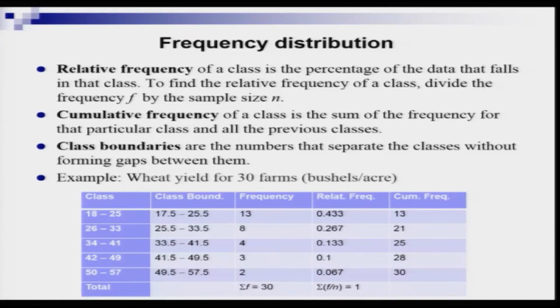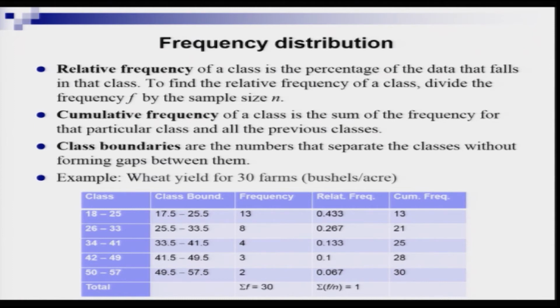So, here I will start with relative frequency. What is that? A relative frequency of a class is the percentage of the data that falls in that class. To find the relative frequency of a class, divide the frequency that you observe in the cell by the sample size, and that is basically denoted by small f by small n. Next comes the concept of cumulative frequency.